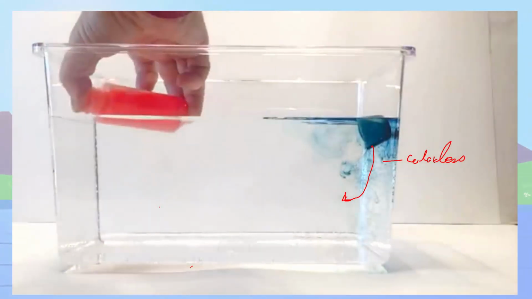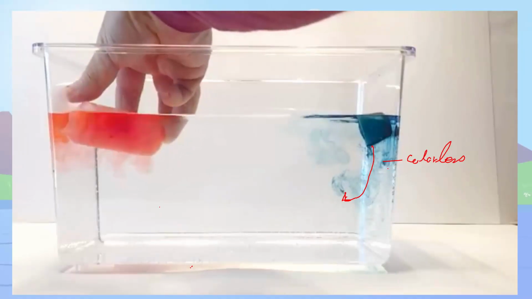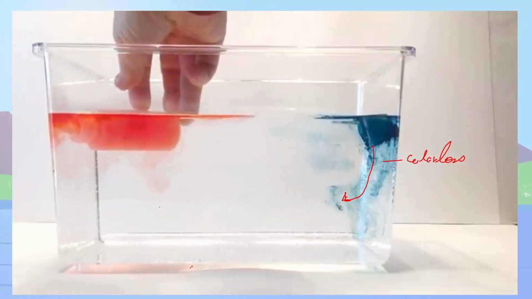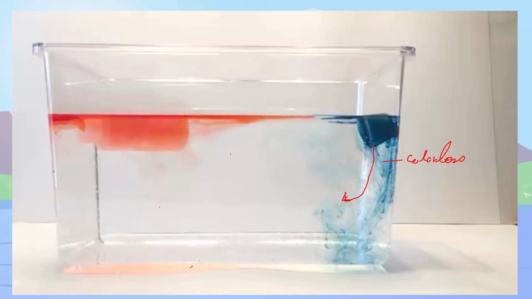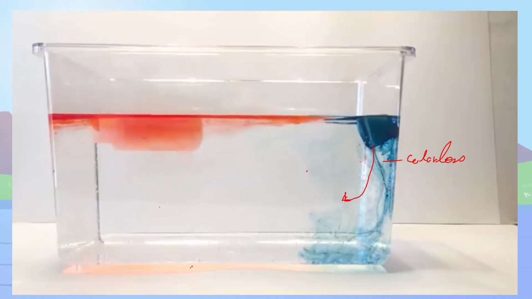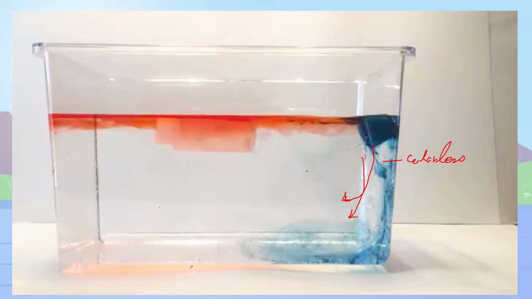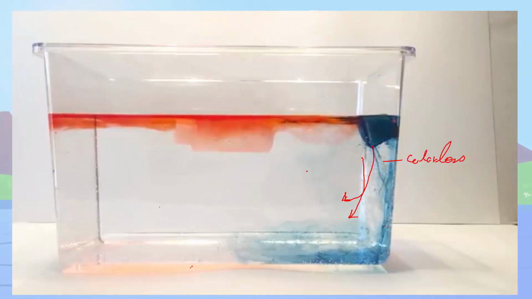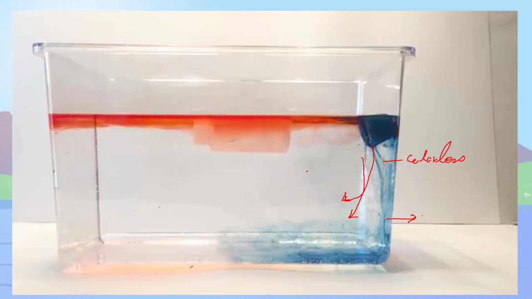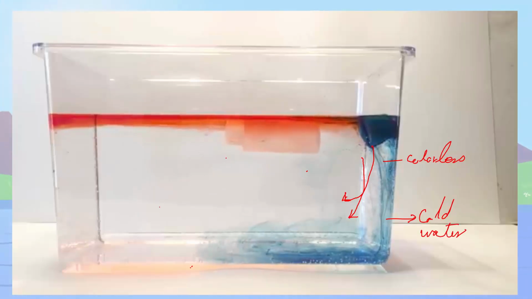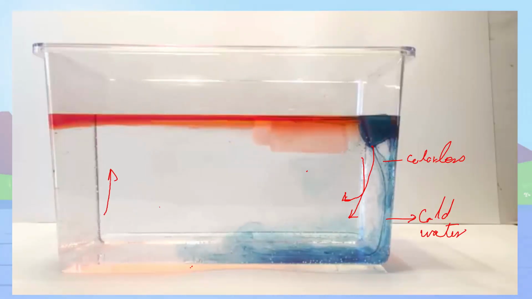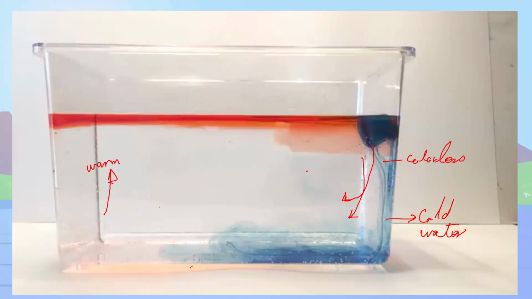So how can we notice the movement of water? We have to color the water to see the convection current. And then what happened? Let's see. This water comes down. So is this water cold or hot? I heard one of you. Yes, cold. This is cold water because it comes down. And when the water is heated, it moves up. So warm water moves up and cold water moves down.